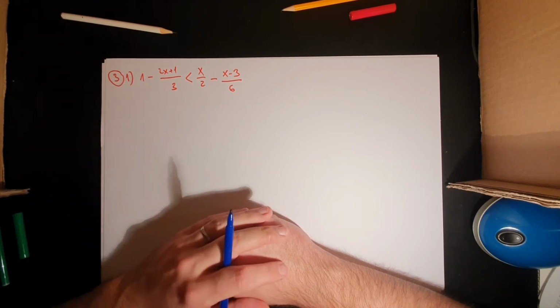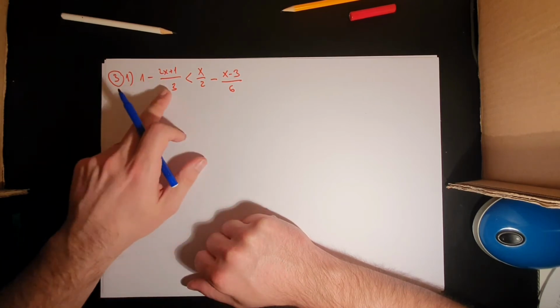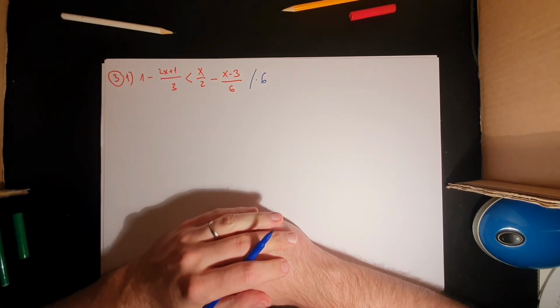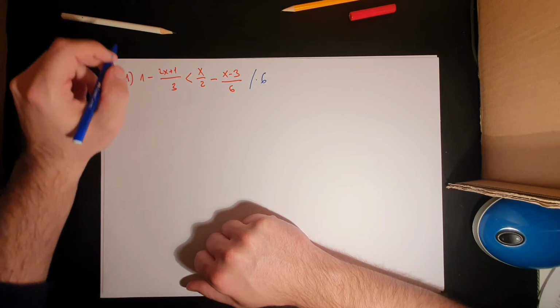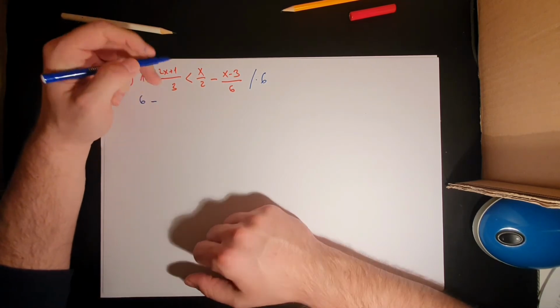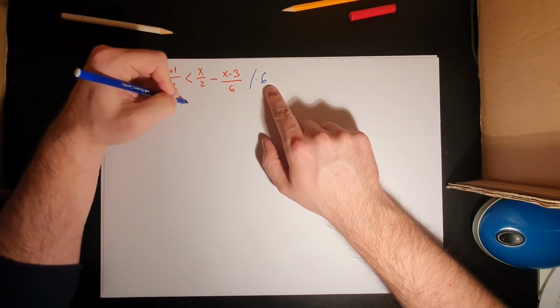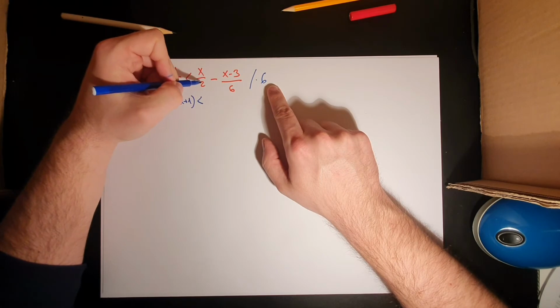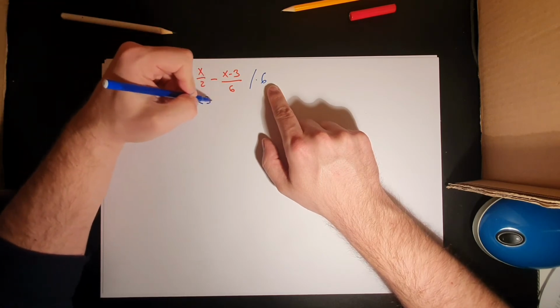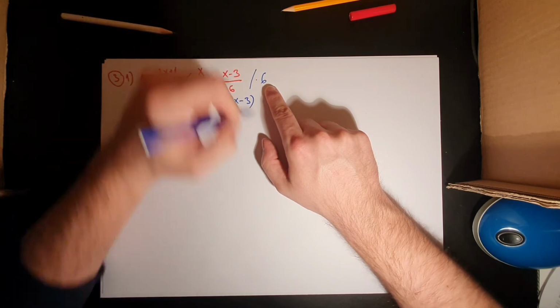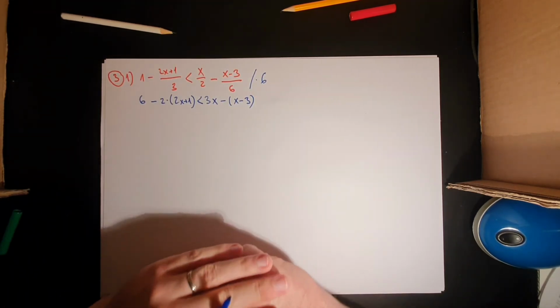In this case, I'm going to try this method where I'm going to first multiply everything with a common denominator, and the common denominator should be 6. We have 3, 2, and 6, so the common denominator is 6, so multiplying everything with 6 means that we're going to get 6 minus, well, 3 and 6, okay, we'll leave 2 times 2x plus 1. It's going to be less. 6 divided by 2 is 3x, minus 6 divided by 6 is x, leaves x minus 3. Okay, so we have now this.